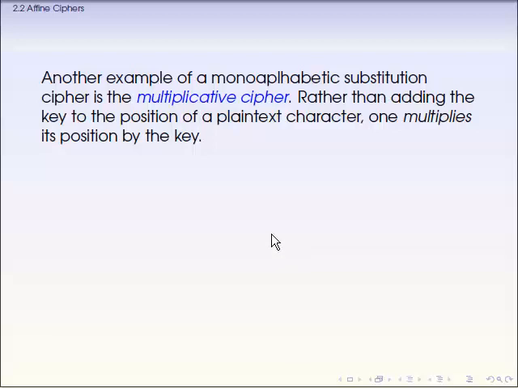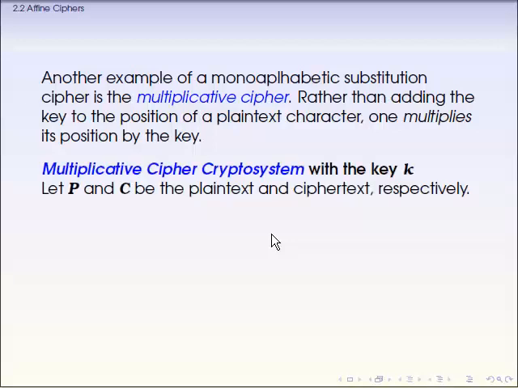Okay, the next cipher is called a multiplicative cipher. The method is, instead of adding the key to the position of the plain text, we multiply the key to the position of the text. So the method is like this: if P and C are the plain text and ciphertext respectively, and the key is K, then the ciphertext C is congruent to K times P modulo 26.